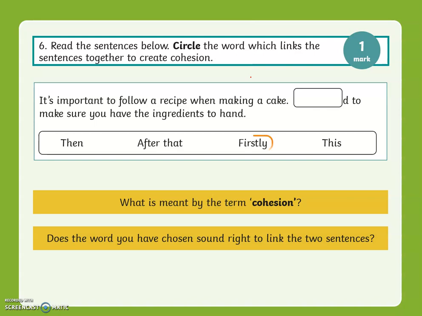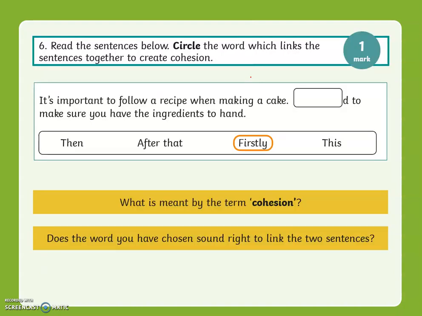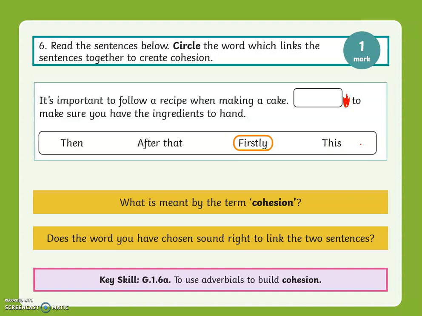So, we'll reveal the answer. It is important to follow a recipe when making a cake. Firstly, to make sure that you have the ingredients to hand. So, we put firstly in there, it's making sure that that's the first reason why it's important, isn't it? Again, it's linking the two ideas together, it's making sure that the sentences make sense. So again, it's linking to what we learned yesterday, isn't it? Using adverbials to build cohesion.